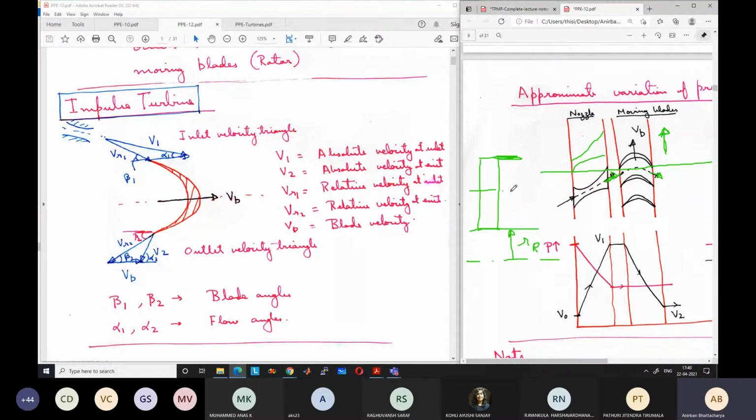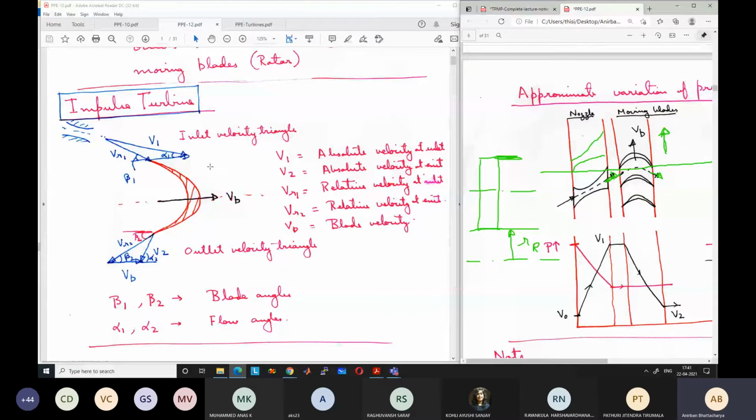the blade velocity VB is pi dm n by 60, if n is in RPM. If n is in rps, then it is pi dm n only. So n times pi is the rotational speed omega, times the diameter dm. This will give us VB. So the blade is moving in this direction with a velocity VB, and the flow comes in from the nozzle with a velocity V1 at an angle alpha 1. If you are sitting outside, you will see the absolute velocity V1 and absolute angle alpha 1.